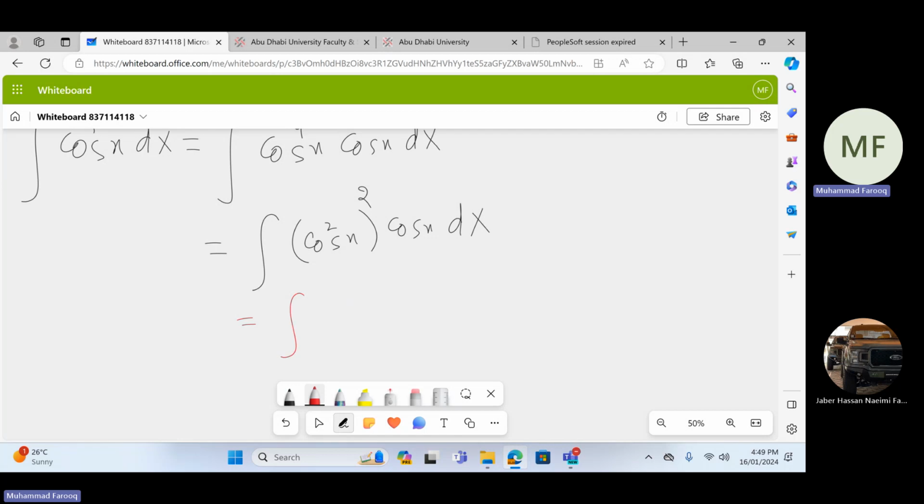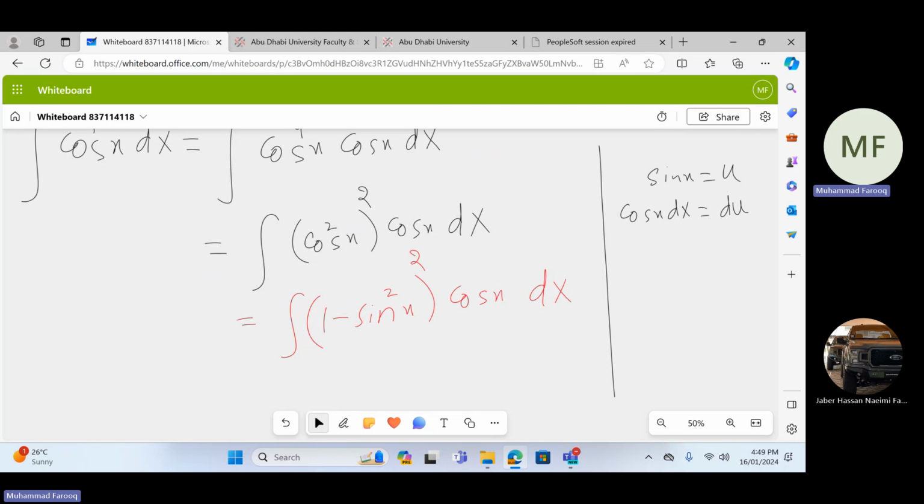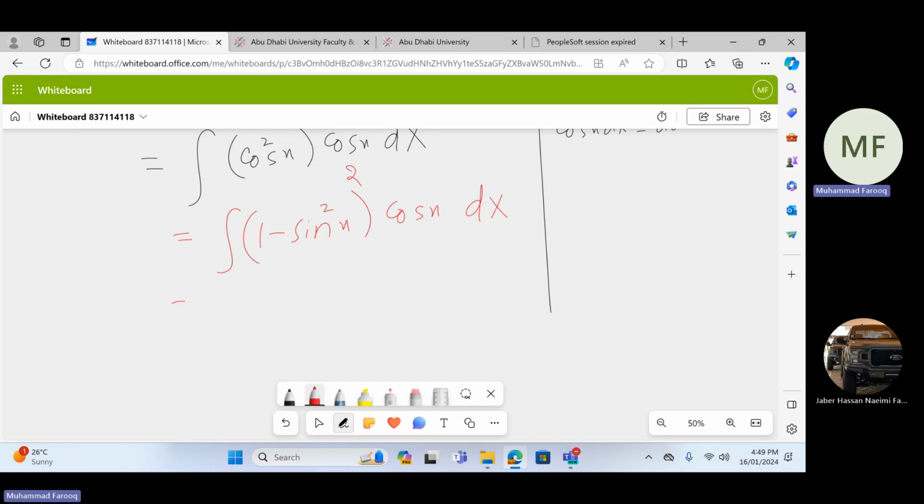So now it is the integral of (1 minus sine squared x) squared times cosine x dx. Now we need substitution. What do I take as u? Sine x as u. The derivative of sine is cosine x dx, which equals du. Please put the substitution here. So I have the integral of (1 minus u squared) squared, and cosine x dx becomes du.